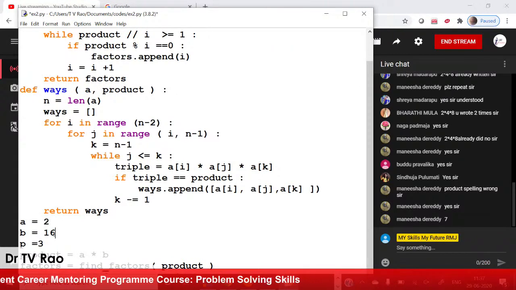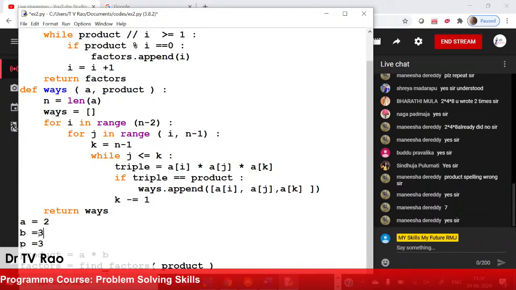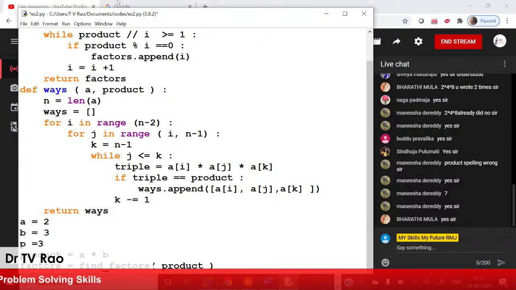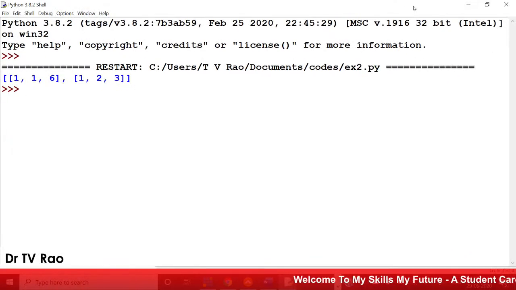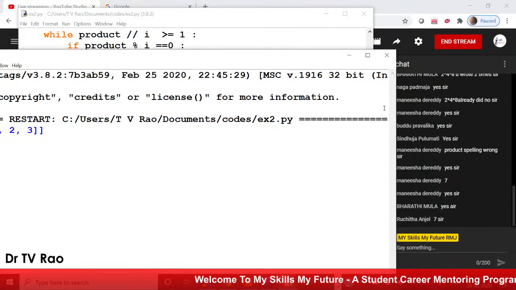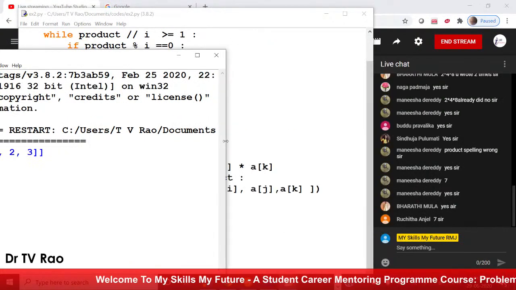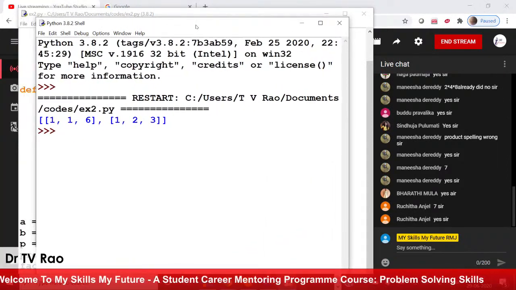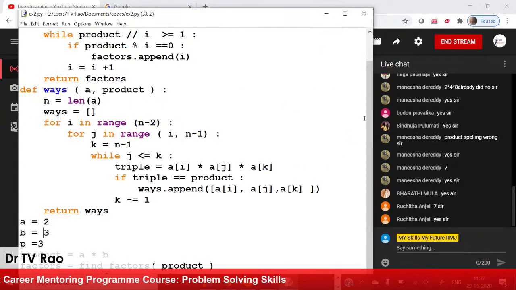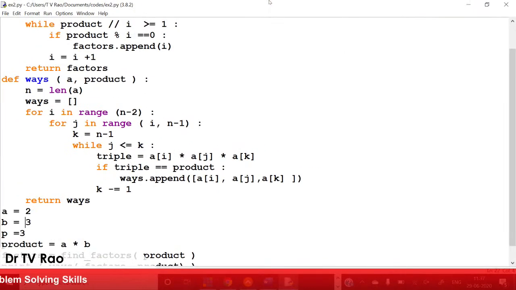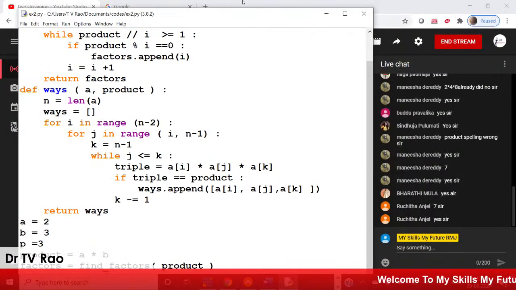Say 2 and 3. Let us check what we get. We got 116 and 123. But number of factors required are 4. Number of factors required are 4. So what should be done? What should we do?